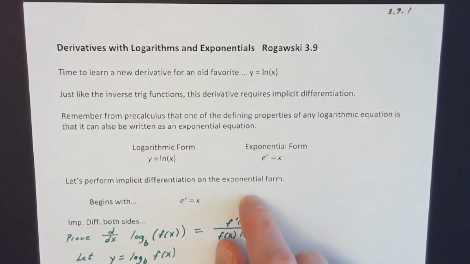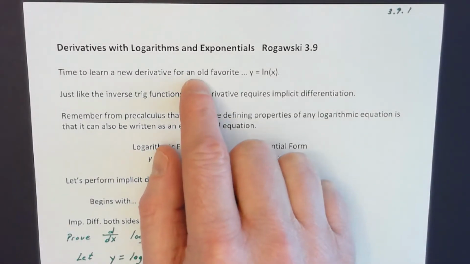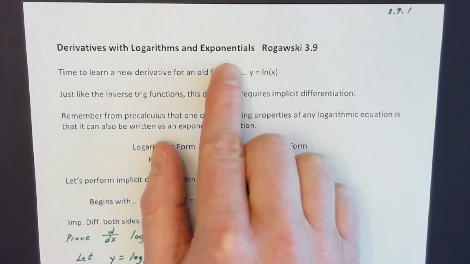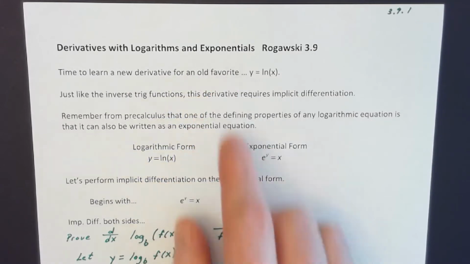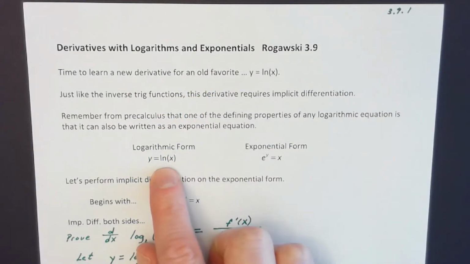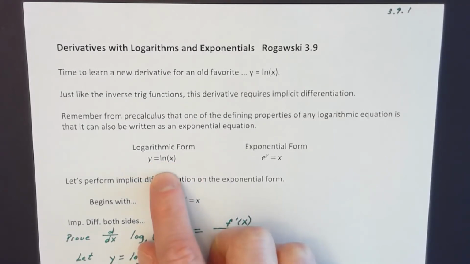Let's talk about logarithms in this section. So we're going to be taking the derivative of logarithms, and we've already been taking the derivative of exponential functions. Whenever we look at these in this section, I want you to remember, if you have something like y is equal to the natural log of x, we know natural log is understood to be log base e.